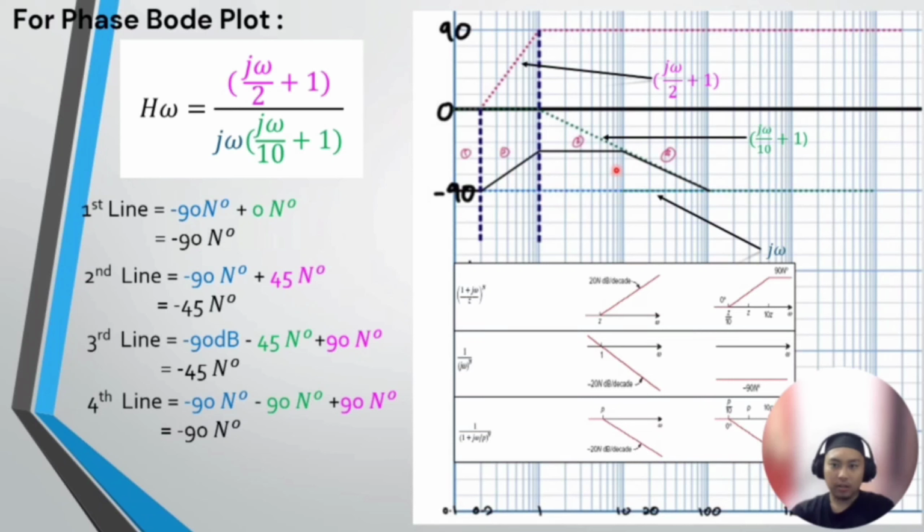For the last line, purple is 90 degrees, green is 90 degrees, and blue is negative 90 degrees. So the total of the line is negative 90 degrees. The line will decrease to negative 90 degrees until 100 and continue straight.